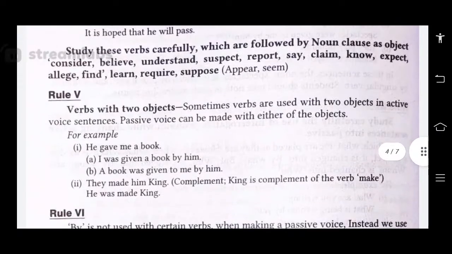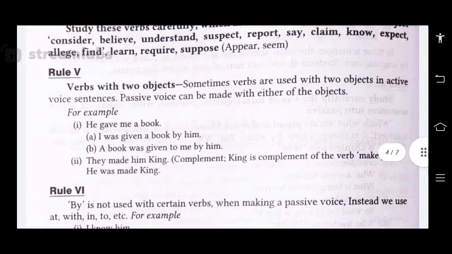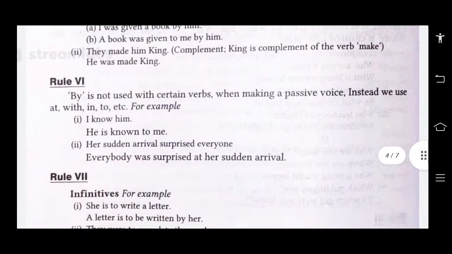When we have 2 objects, we can make the sentences with either of the objects. Right? Did you understand this? Very good. So these 5 rules we have discussed in our previous class.